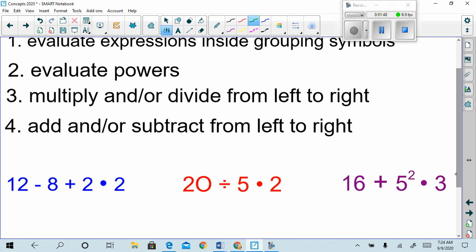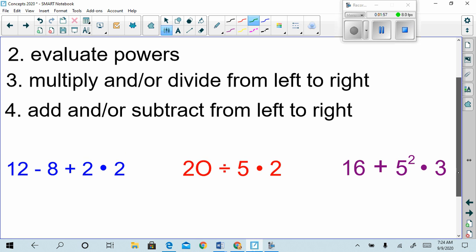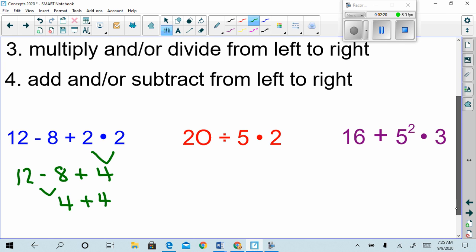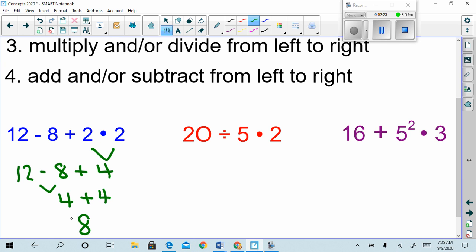Now, looking at a problem, this first one has three operations: subtraction, addition, and multiplication. Going back to my rule, I will start with my multiplication. So I'm going to start with that, and I'll bring down everything else. I have my 12 minus 8 plus 4. Left to right rule, even though subtraction comes first, left to right rule says let's subtract first, and finally we'll add, and hopefully you got 8 for your answer. Get in the habit, please, of boxing your answers so this way it's easy to locate.